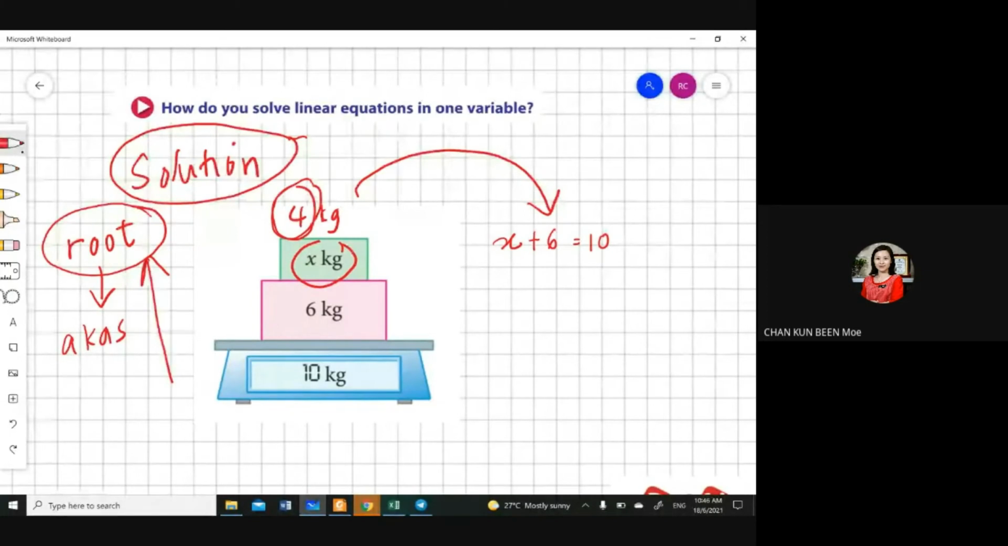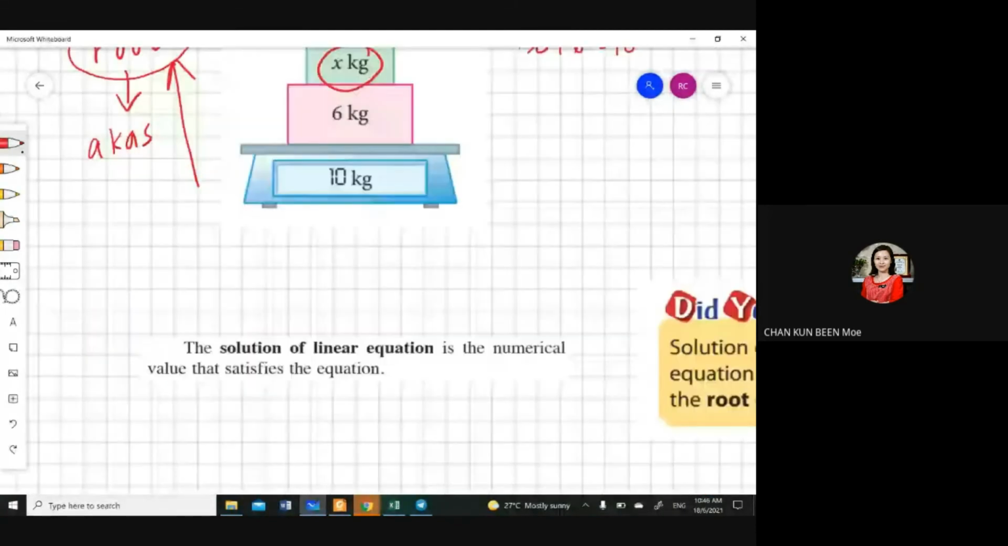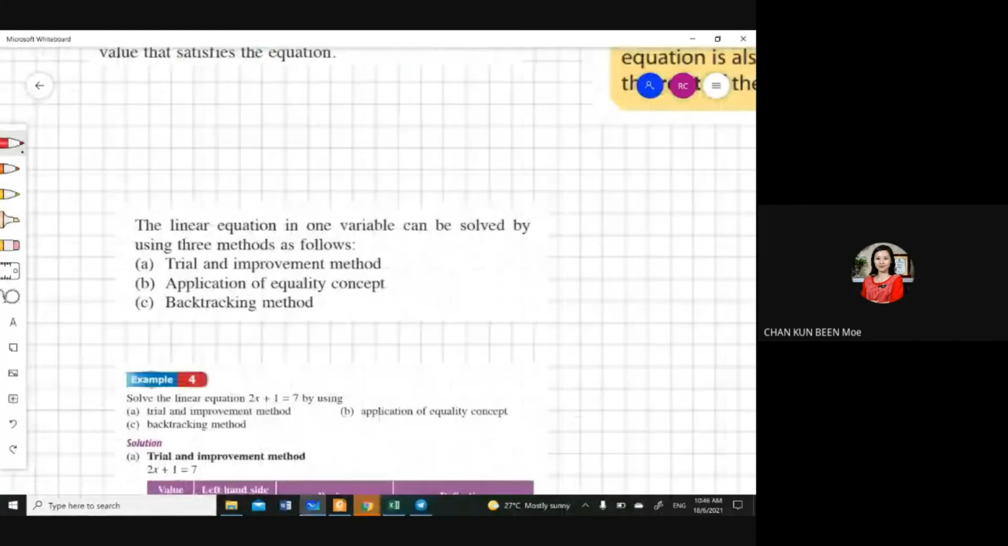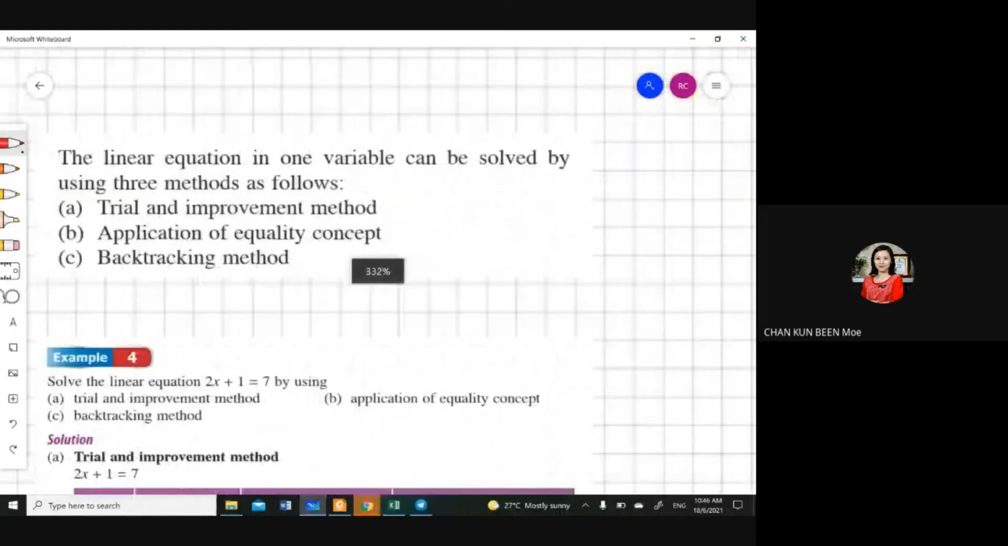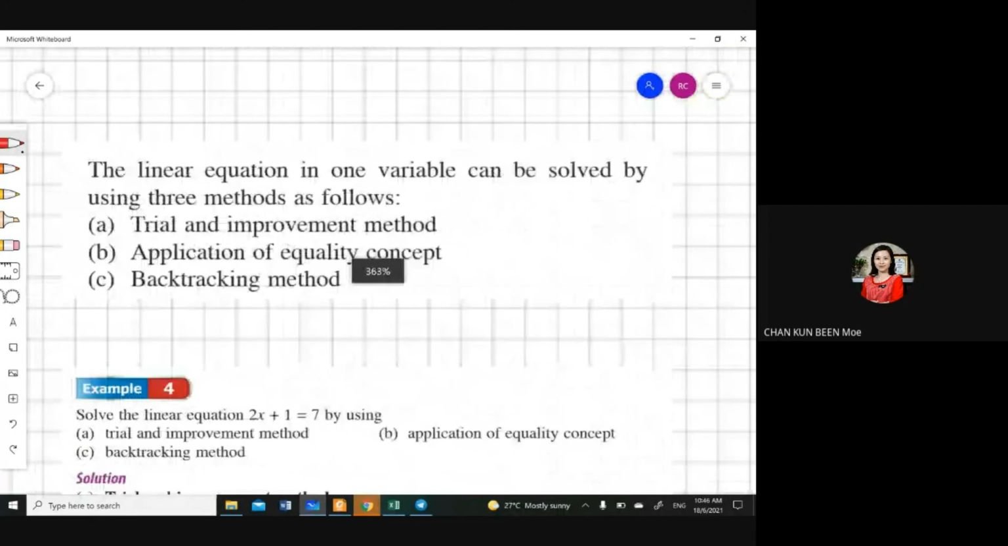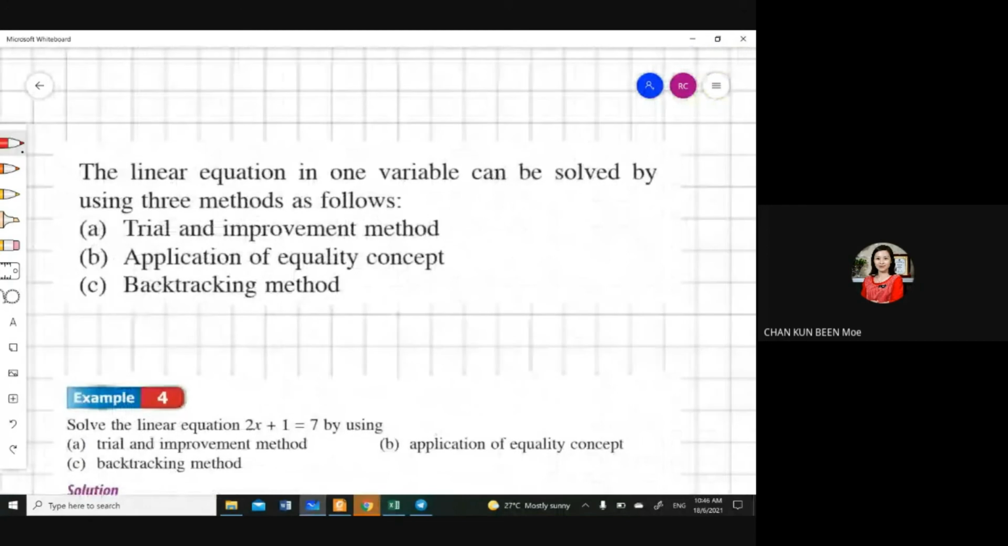Okay. Now, to solve linear equation, there are 3 methods that you need to learn. Okay. So we don't have to go through this. Okay, this is the one. The linear equation in one variable can be solved by using 3 methods. The first method is trial and improvement method. You still remember the meaning in Malay just now? What is trial and improvement?